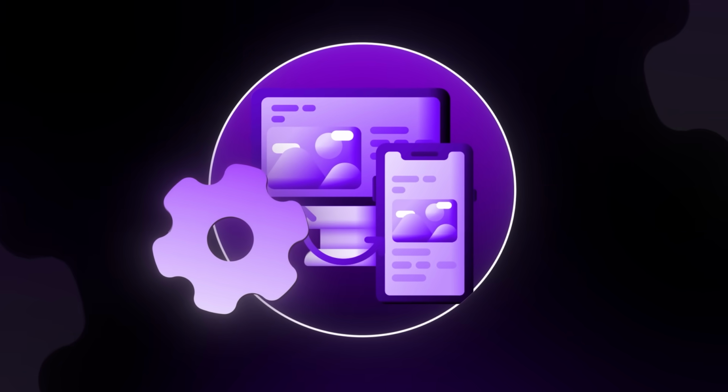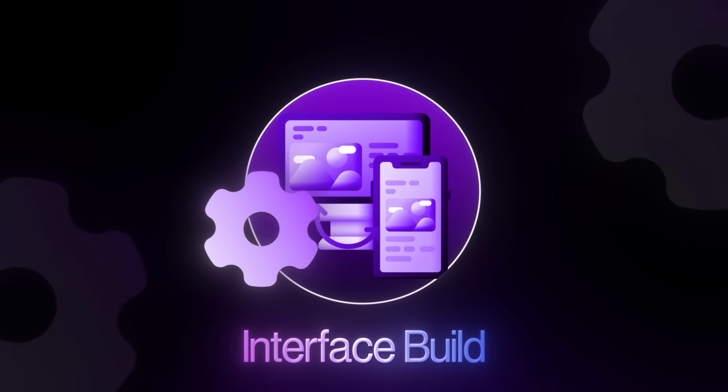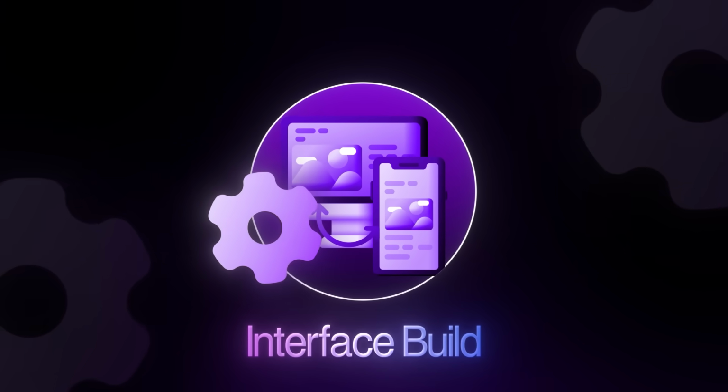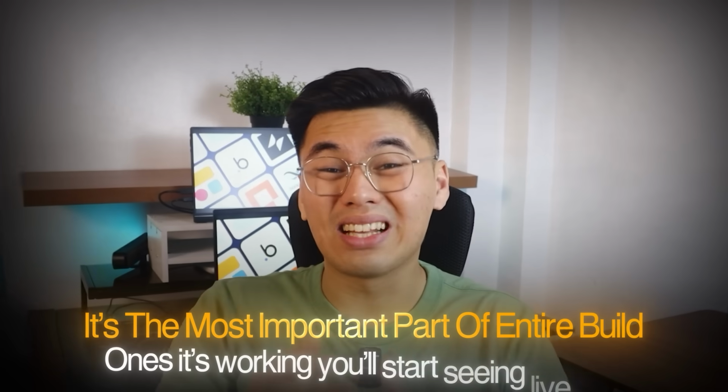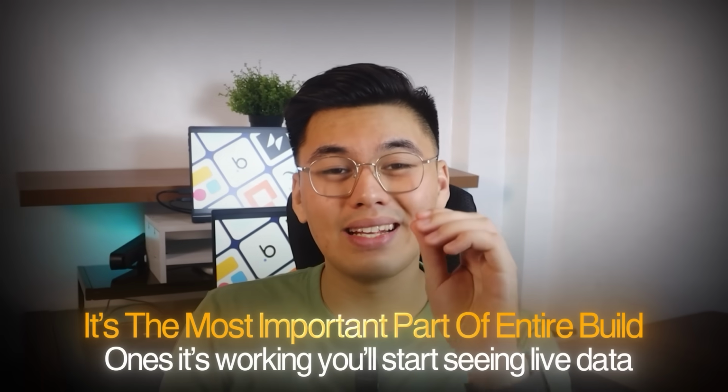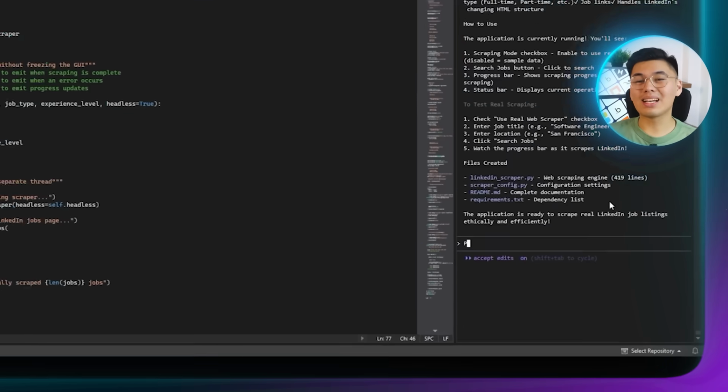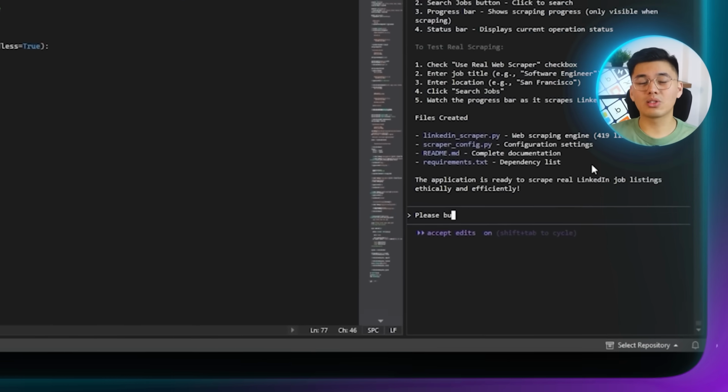At this point, we've got the interface built and all the tools ready. So now, it's time to make the app actually do something. This is where we connect everything together and turn it into a working LinkedIn job scraper that pulls real listings based on user searches. It's the most important part of the entire build, and once it's working, you'll start seeing live data appear right inside your app. We'll start by asking Claude Code to build the main scraping logic.